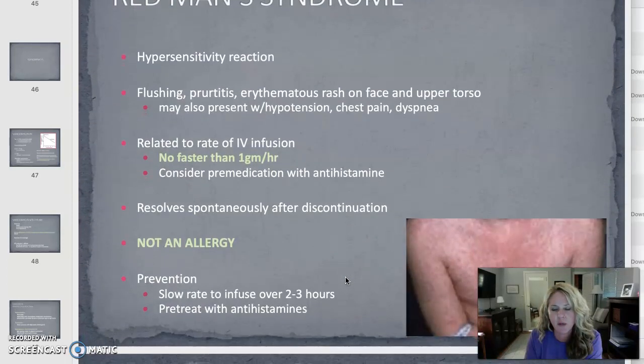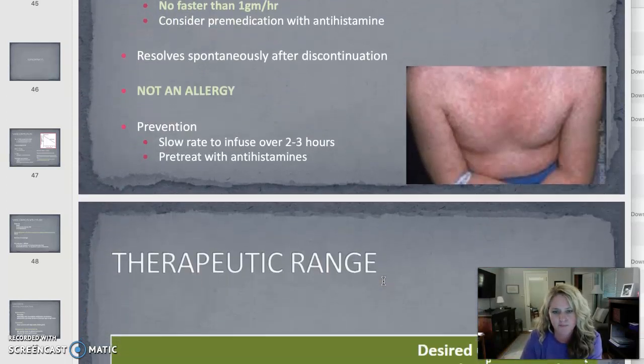Red man syndrome, not an allergy, please know that. There's a picture of what it looks like here. It is a hypersensitivity reaction that's due to histamine release. So we can pre-medicate with Tylenol or Benadryl to help with that. It's most often associated with infusion time. So we put a limit of 1 gram per hour on a vancomycin infusion, and that will help mitigate this red man syndrome. If your patient gets red man, we can slow that rate down even more, usually over 3, sometimes even 4 hours, and that should resolve.